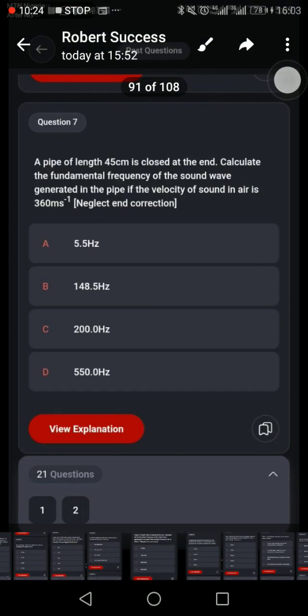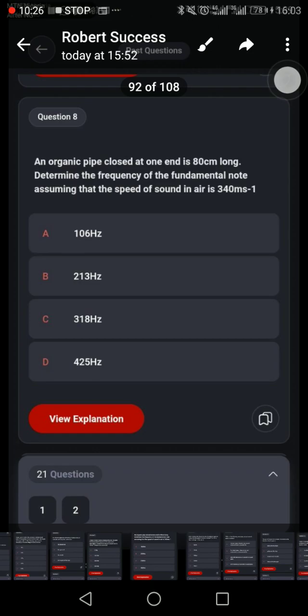Next question: an organ pipe. When you talk about an organ instrument, that's the one you blow into. An organ pipe closed at one end is 80 centimeters long. Determine the frequency of the fundamental note, assuming that the speed of sound in air is 340. So it's exactly like the same thing we just solved. They're giving you velocity and length. Again, this length is in centimeters, so we have to change to meters. For a closed pipe, it's still V over 4L.